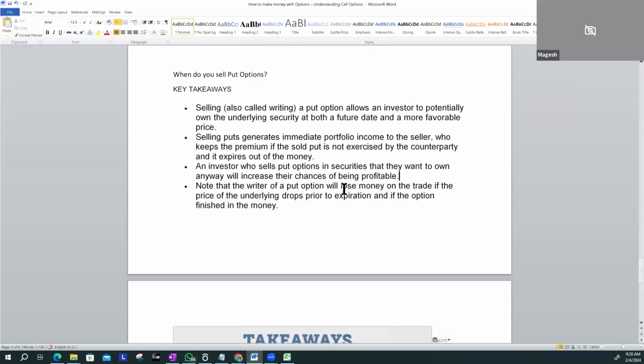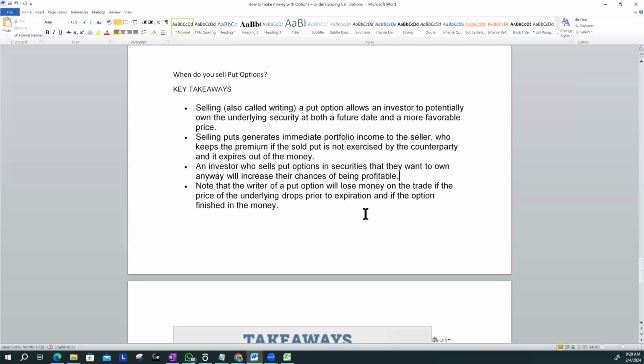Note that the writer of a put option will lose money on the trade if the price of the underlying drops prior to expiration and if the option finished in the money. So if you write a put option, you'll lose money on the trade if the price of the underlying drops prior to expiration and if the option finished in the money.